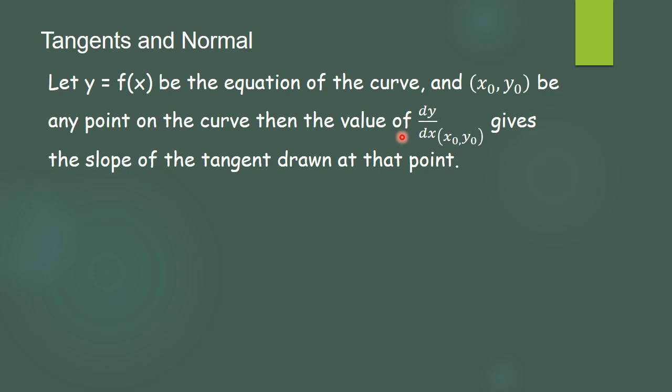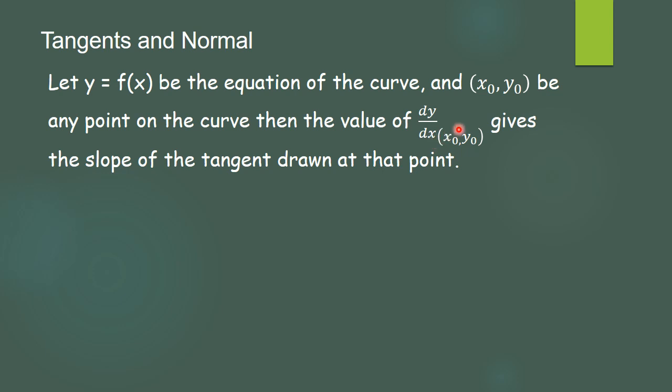mean value theorem and Rolle's theorem. There we have studied that the value of dy by dx, or f dash of x, at the given point gives you the slope of a tangent. Now we have to find out the equation of a tangent. Last year we studied the slope point form. We know that our tangent is passing through this (x0, y0), and we also know the slope, that is the value of dy by dx.